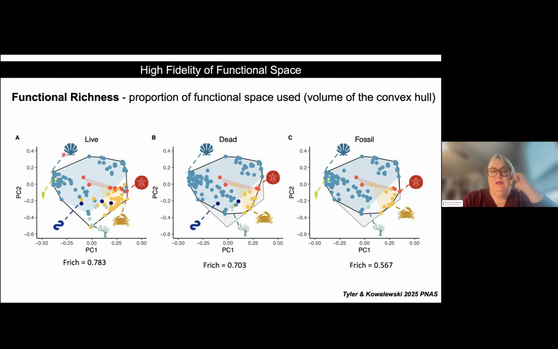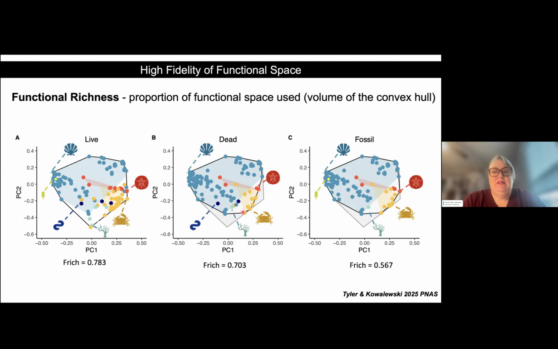And I've also colored the different phyla in this data set. So here we have mollusks. There were a few individuals of brachiopods in the live. We have annelids and cnidaria, arthropods, and of course echinoderms. And so those are marked to show which parts of the functional space those phyla occupy in each of these.